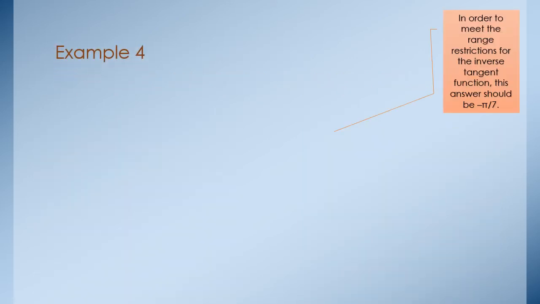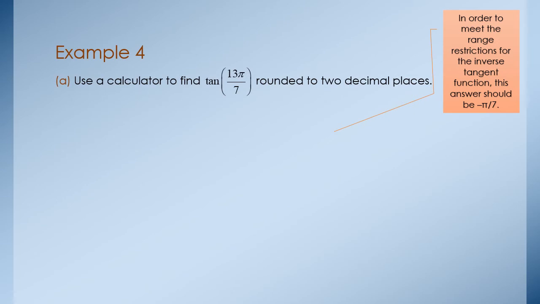Example 4. Use a calculator to find tangent of 13 pi over 7 rounded to 2 decimal places. So, am I in radians or am I in degrees? Well, we're using a tangent function. This is my angle. There are no degree markers, so we must be still in radians.